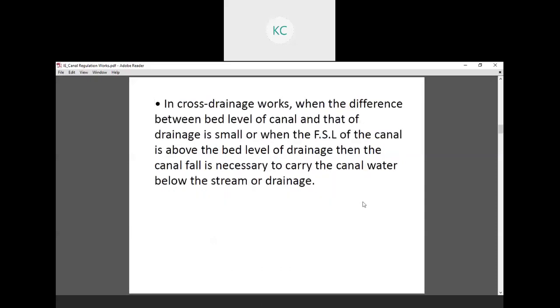In cross drainage works, when the difference between the bed level of the canal and that of the drainage is small, or when the FSL of the canal is above the bed level of the drainage, then the canal fall is necessary to carry the canal water below the stream or drainage.